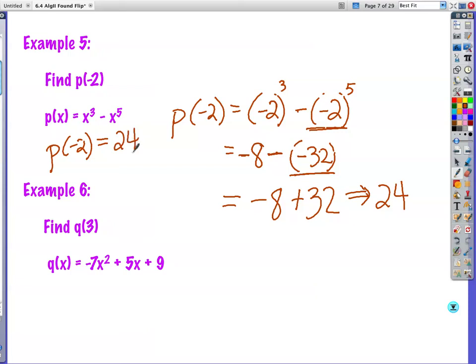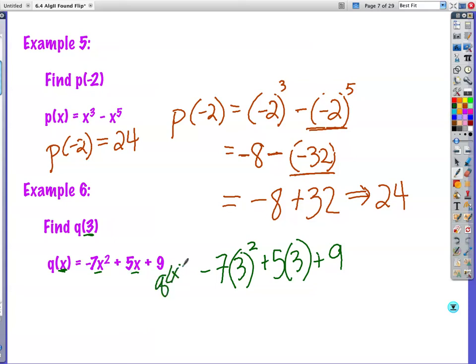Example 6, find q of 3. Well, here's your function q. I'm going to rewrite it. I'm going to write negative 7. Instead of writing x, I'm going to write 3 squared plus 5 times 3 plus 9. Basically what I'm doing here, see how 3 is written in place of the x? So every time I see an x here, I get to write a 3. And then I just figure it out. So q of x is equal to this.